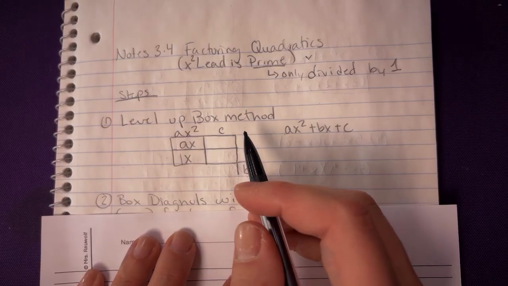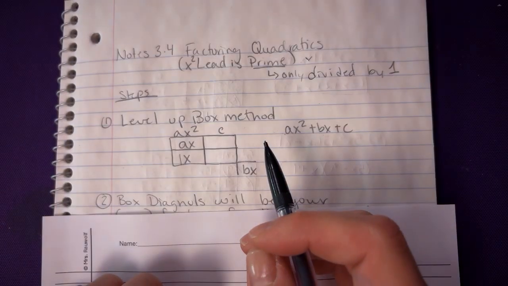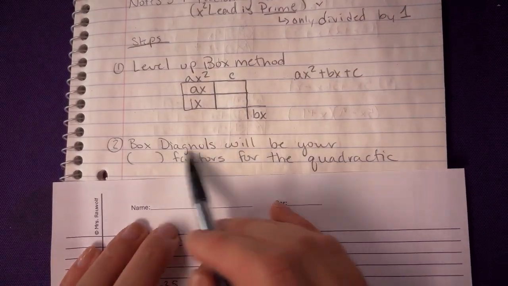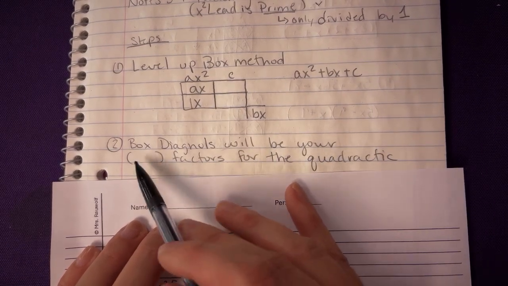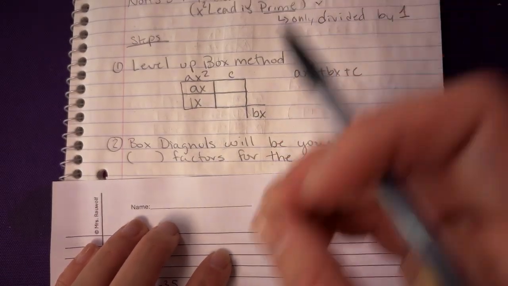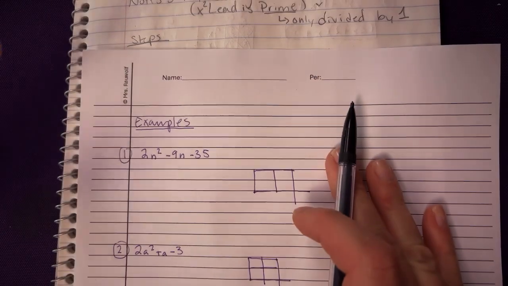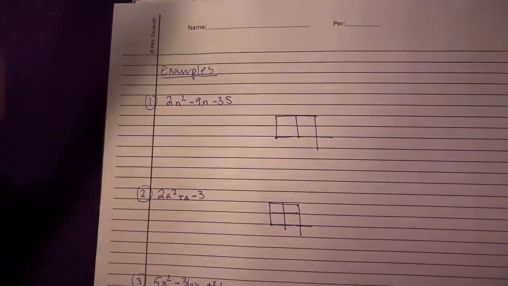So there is going to be a lot more guessing and checking this time. I haven't got a pencil with an eraser, and that is going to be important today. And then once again, the diagonal boxes of our answer will be your parenthesis factors for the quadratic, because technically we are undistributing in our work. So I have some examples here, pre-written. I'm going to go through them.